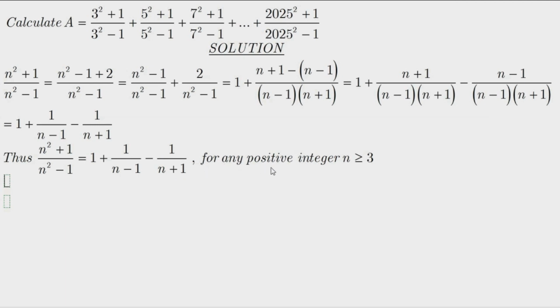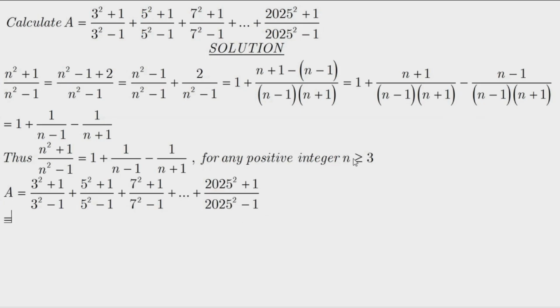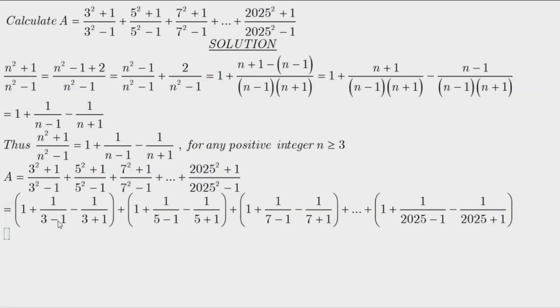For any positive integer n greater than 3, when n is only odd numbers from 3 to 2025, this fraction will be equal to this fraction. Now I'm going to explain briefly why these fractions are equal. As we already said, n is greater than or equal to 3.